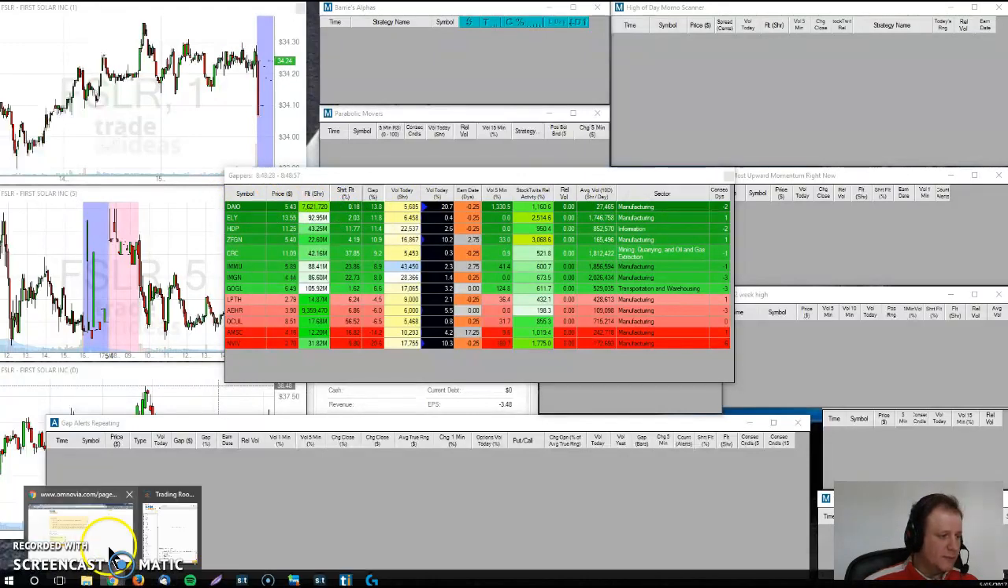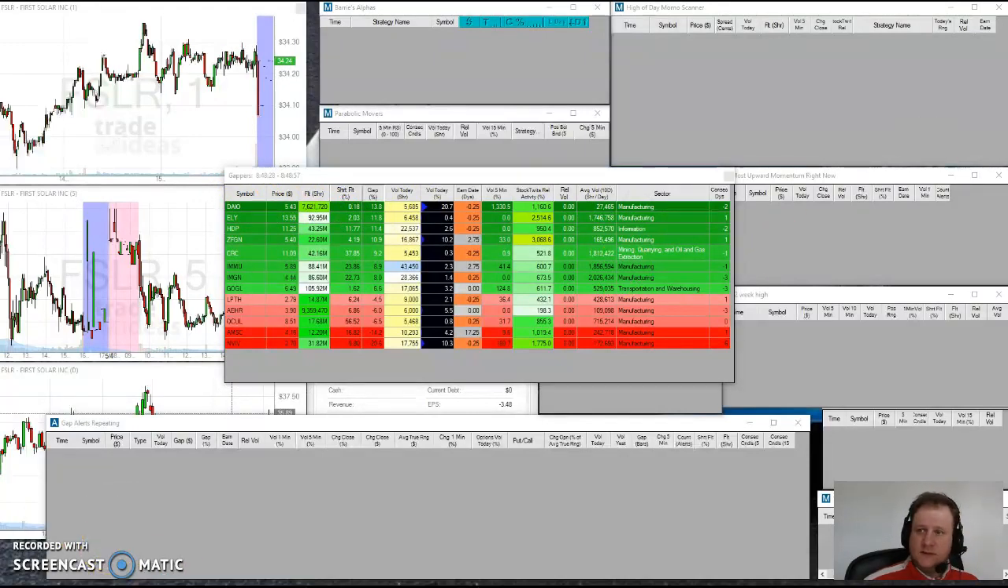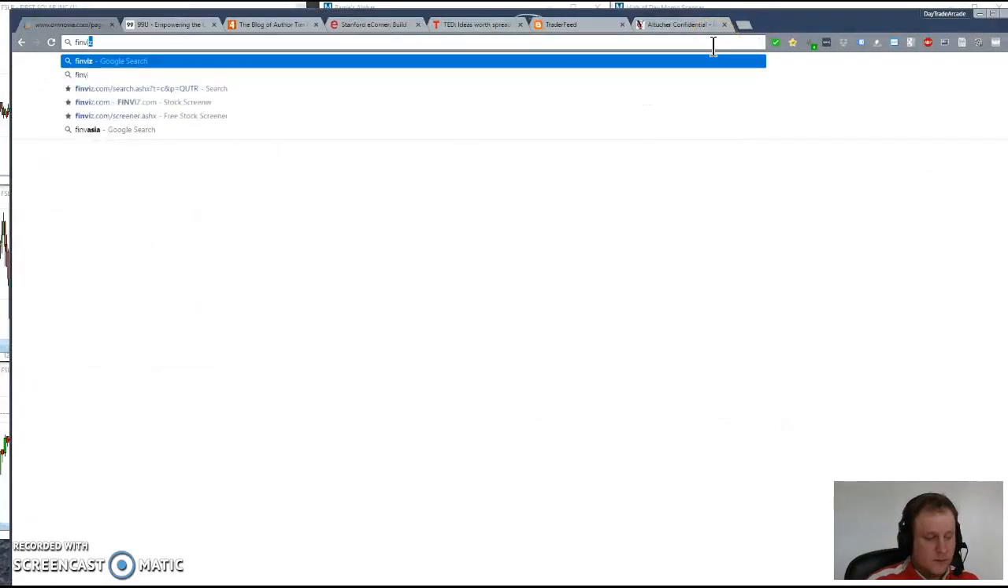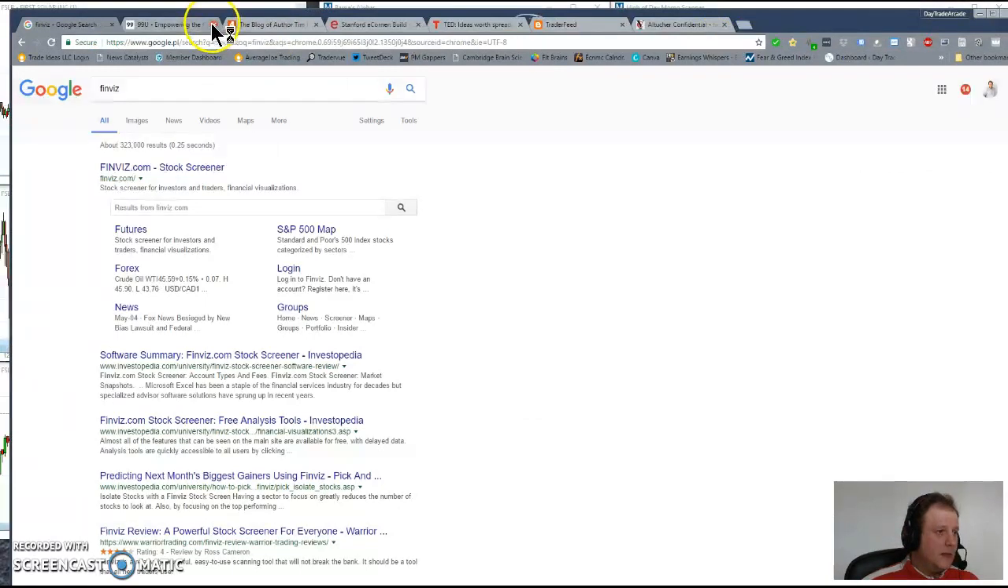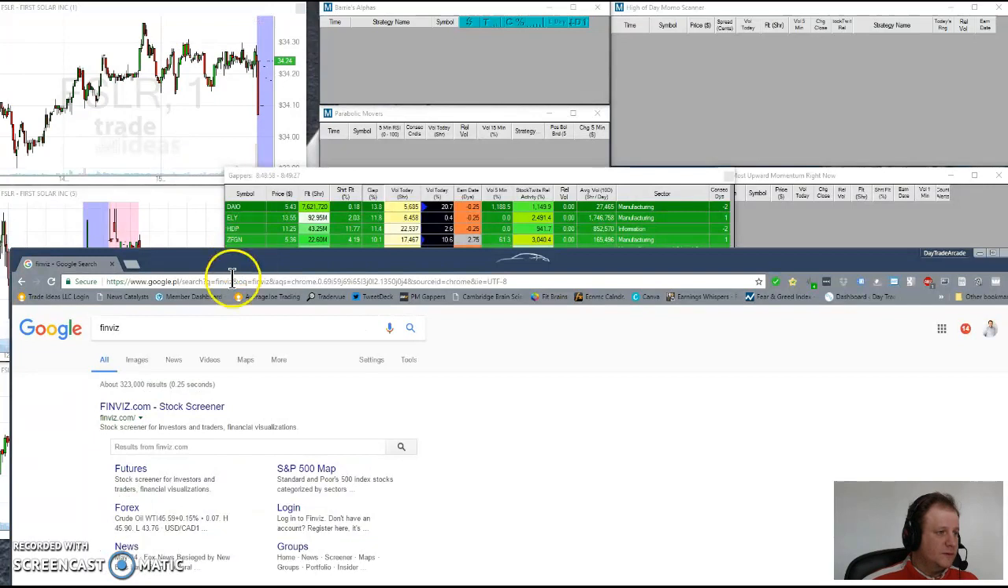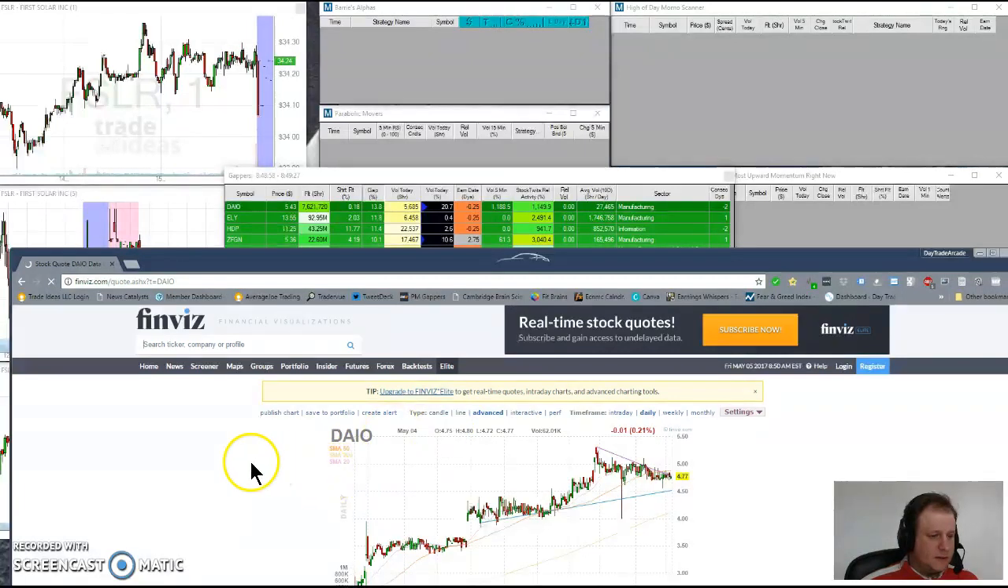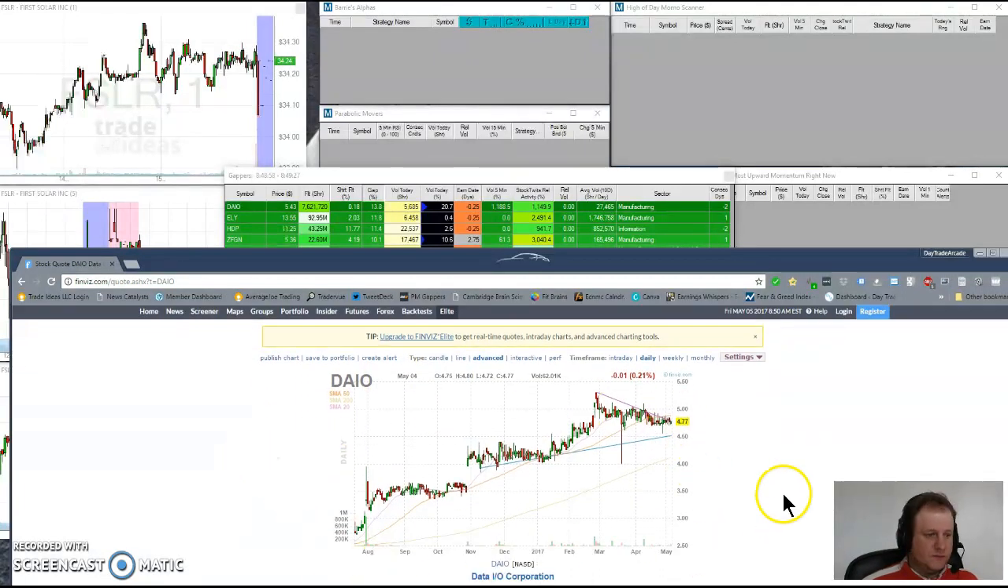So I would open up Finviz, drag it over here, and then I would just have a look at that stock. So for example, DAIO is our top gainer. So let's have a look at that. That's the daily chart. That is very useful to see exactly where it is in the long-term picture. But I just want to look at the news first as well.